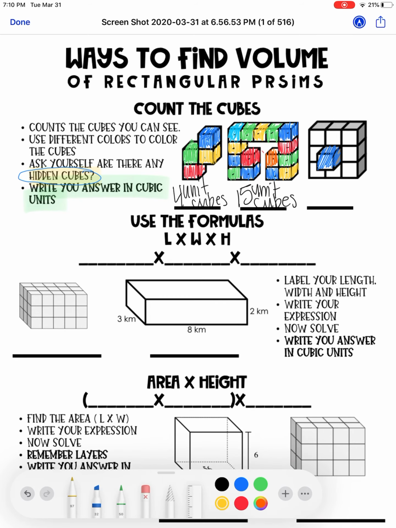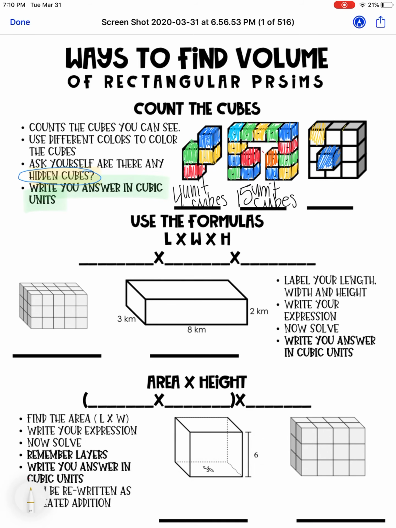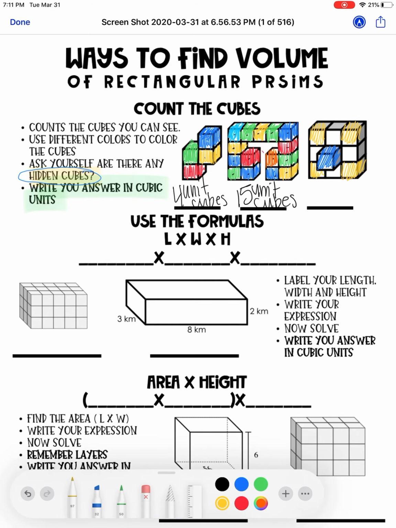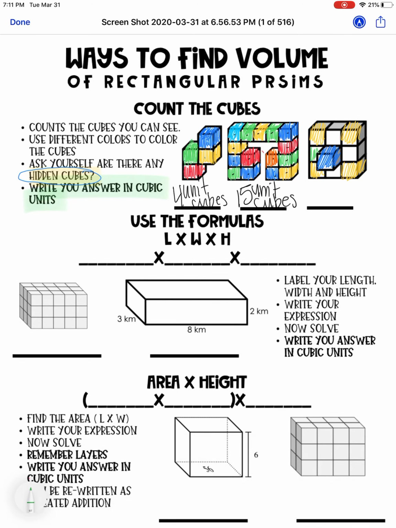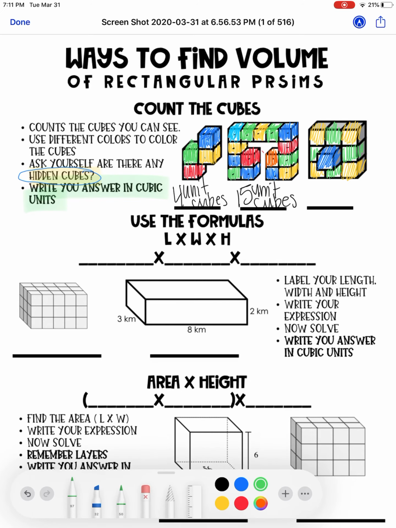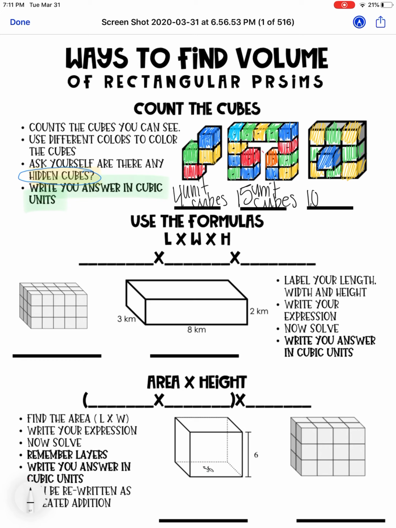So we've counted 1 cube. So let's see, 2, 3, 4, 5, 6, 7, 8, 9, and then we have 1 more under it, so this is going to be 10 unit cubes. 10 unit cubes. So counting cubes, easy. We won't see this as much, but now we know it's our time to color and de-stress.